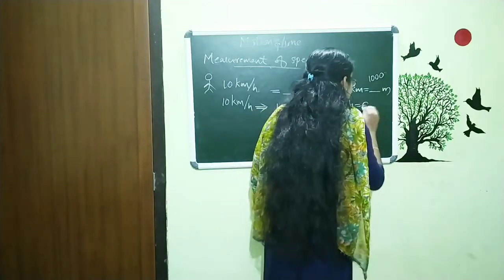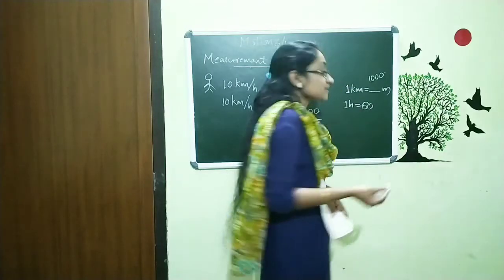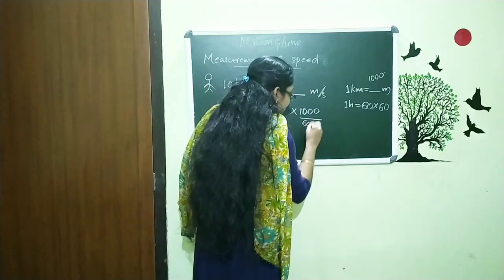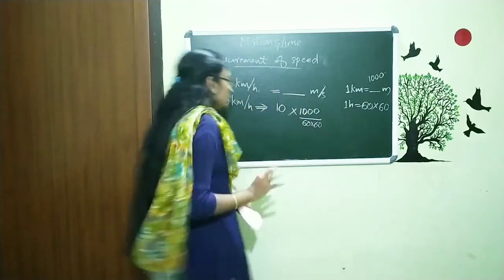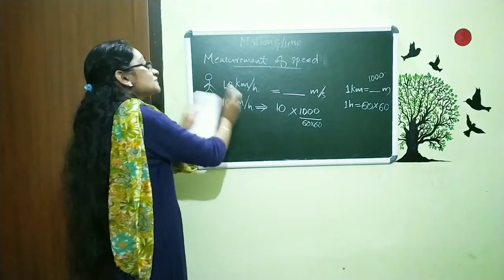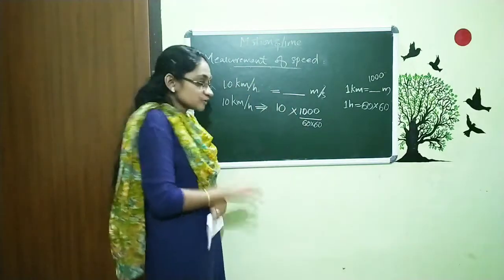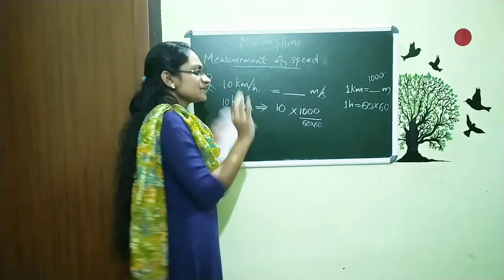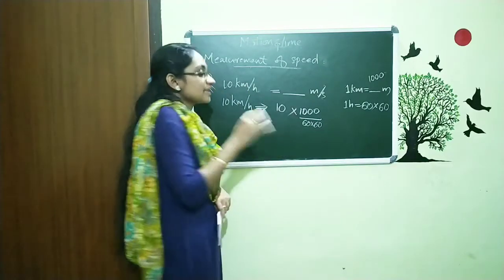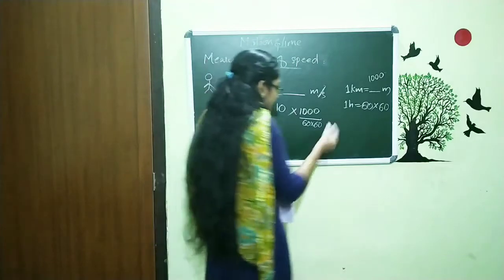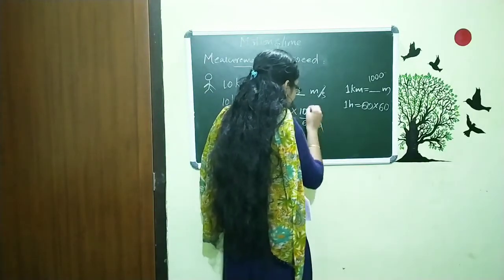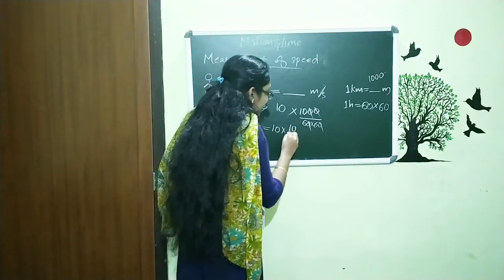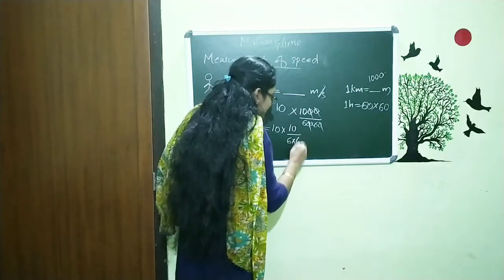We have 60 minutes. And how many seconds are there? 60 seconds. So 60 into 60, that I want to divide here. So for converting kilometer per hour to meter per second, we want to multiply with 1000 by 60 into 60. This is the basic thing. But now I am going to cut this and give you a smaller quantity to multiply. Just observe here. I am just cutting this and cutting this. Then I get what? This is equal to 10 into 10 by 6 into 6.